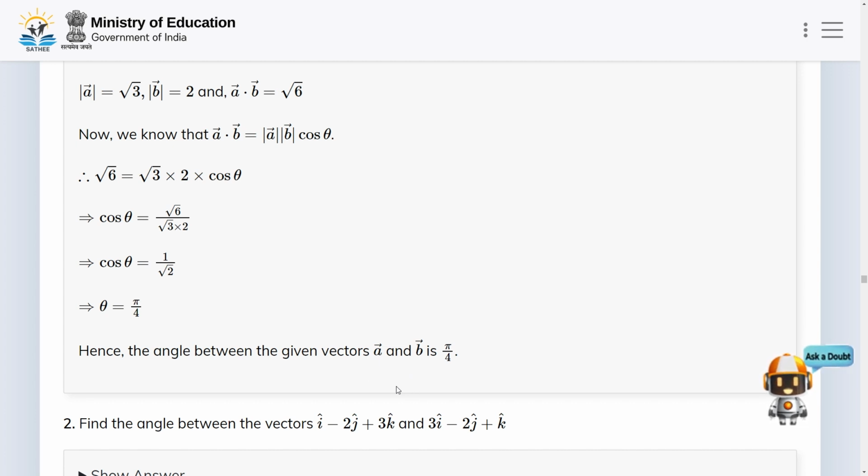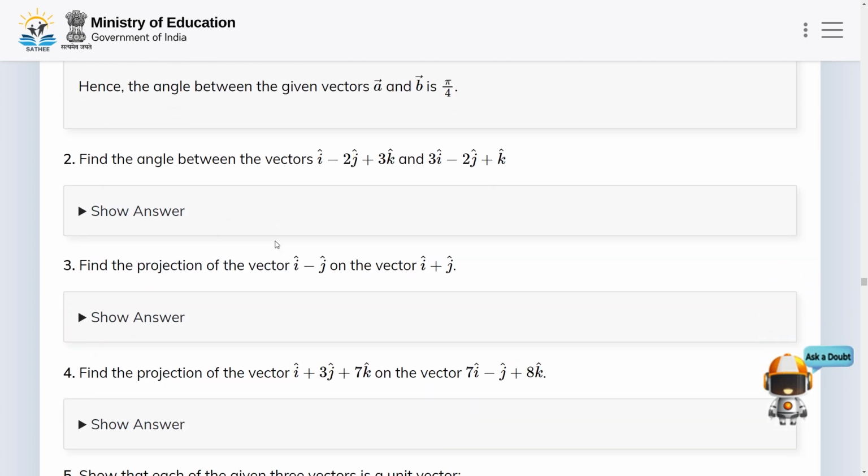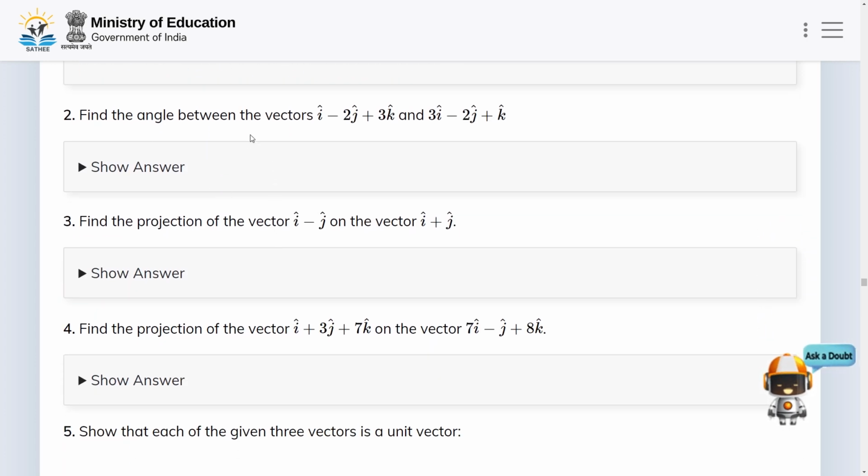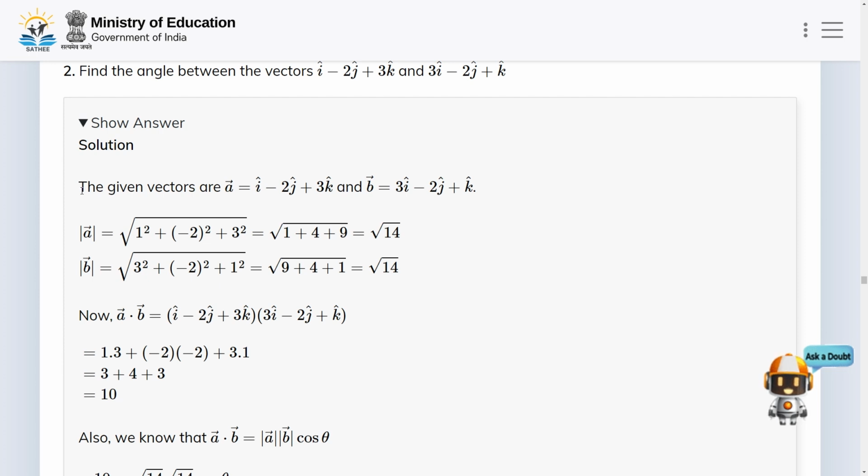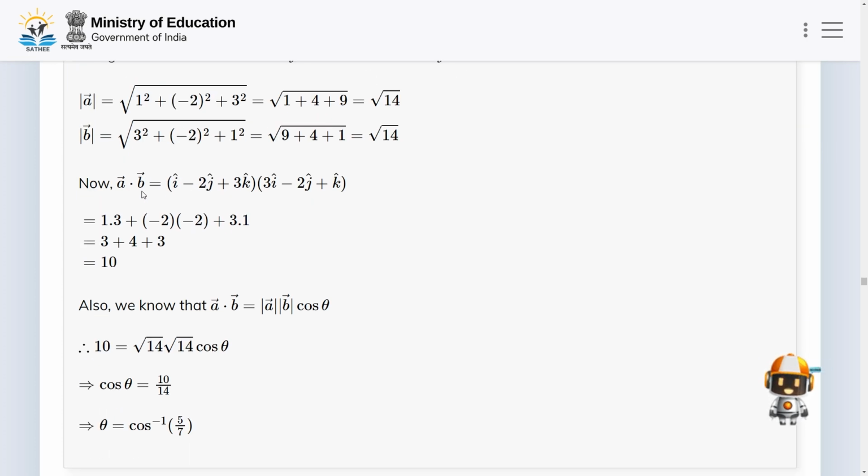Now question 2. Find the angle between these two vectors. The same approach we will be applying. So A vector and B vector. Magnitude of A will be √40. Magnitude of B will be √40, having the same magnitude. Dot product will be what? As you can see, multiply the corresponding components. You will get 1 multiply 3, minus 2 multiply with minus 2, and 3 multiply with 1. So this means 3 plus 4 plus 3 means 10. Dot product will be 10.